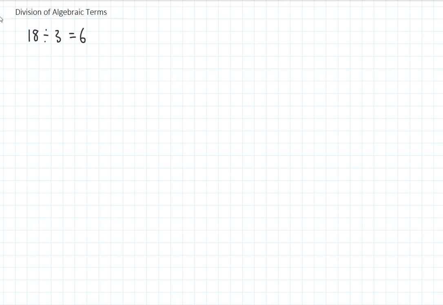We can rewrite this, so this is the same as saying 18 over 3. This is also equal to 6. And I'll circle these in red. 18 divided by 3 is the equivalent to, or the same as, 18 over 3.